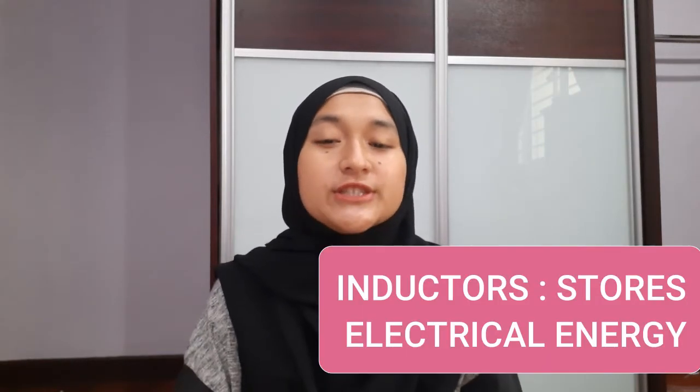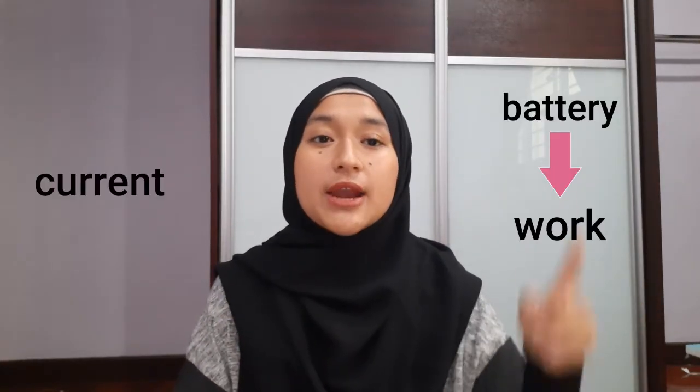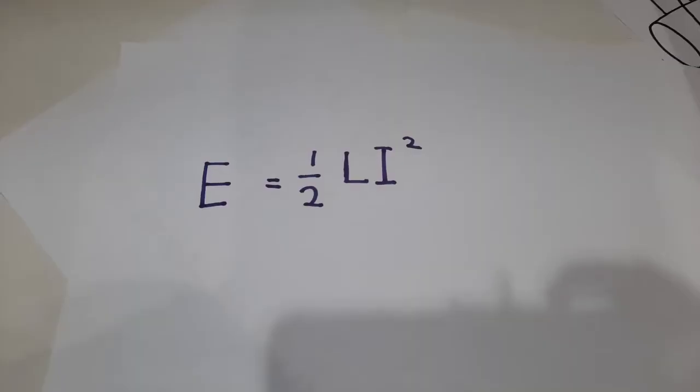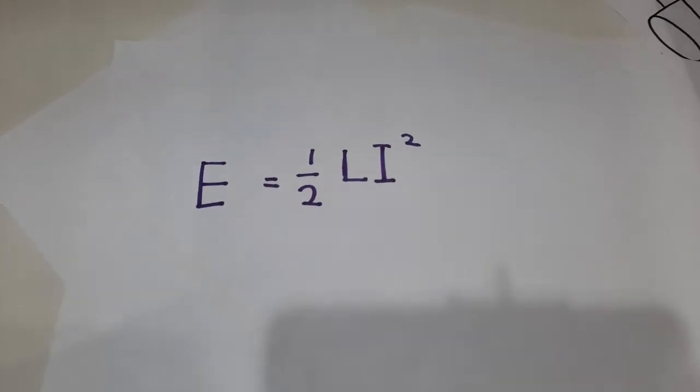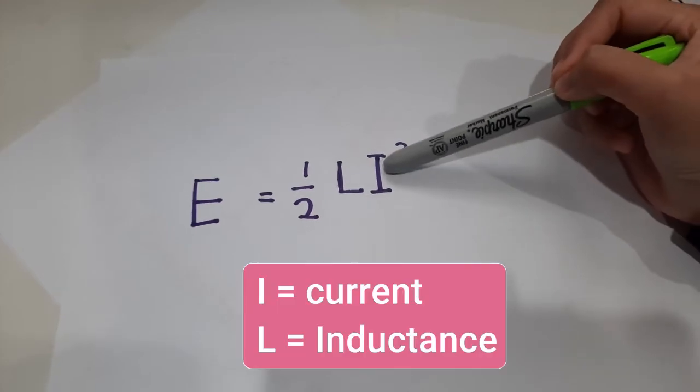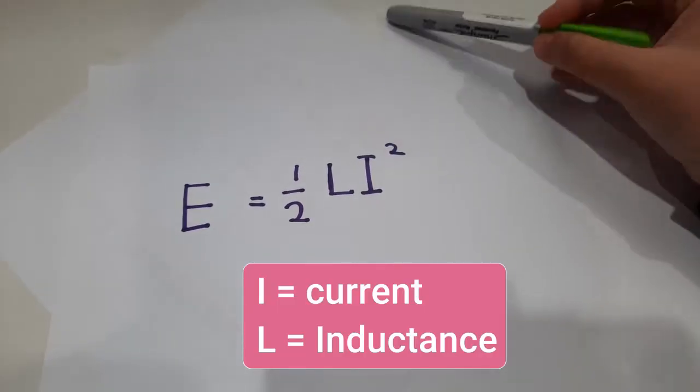So for the last part of this subtopic, you should know that inductors store electrical energy. The EMF induced by an inductor prevents a battery from establishing an instantaneous current in a circuit. So the battery has to do work to produce current, and to do work, you need energy. That's when this formula comes in handy. Ta-da! This is the formula for energy in this subtopic. It is just 1 over 2 L I squared. I is the current and L is the inductance.